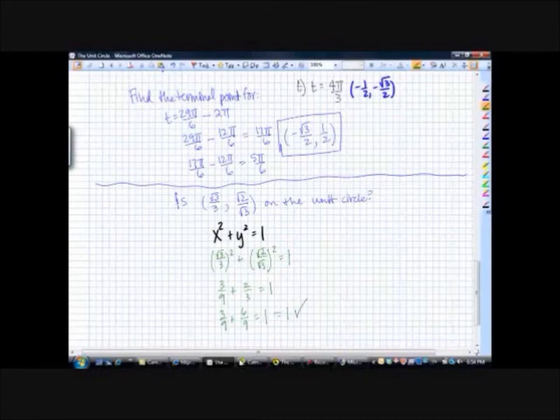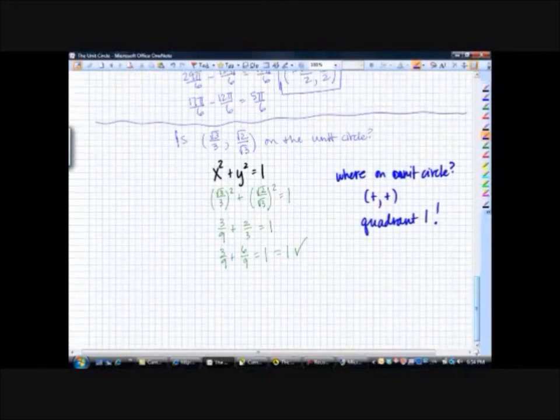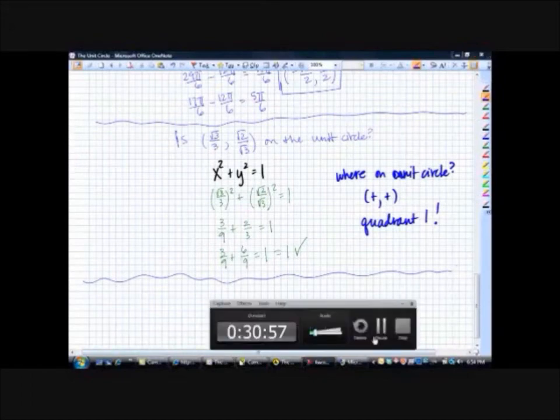Now, to answer the question, where on the unit circle? We look at it. The x value is positive and the y value is positive. So it must be in quadrant 1. So it's a real simple question, but if you haven't been walked through it, sometimes it can be a little bit more difficult.